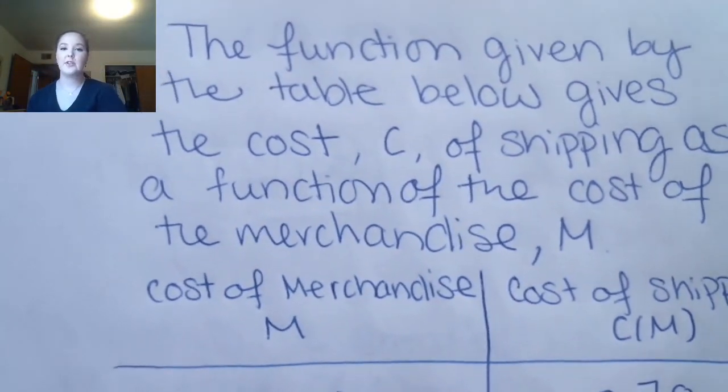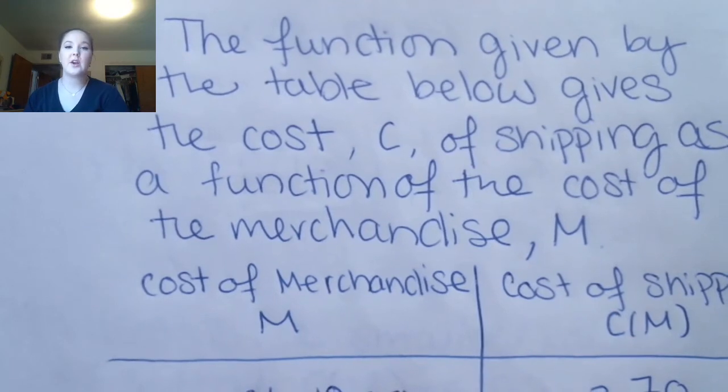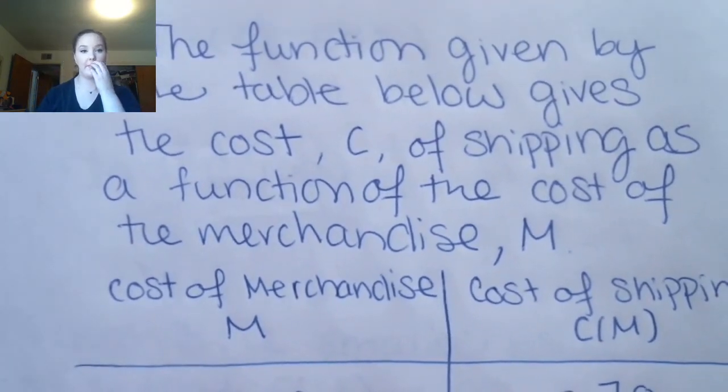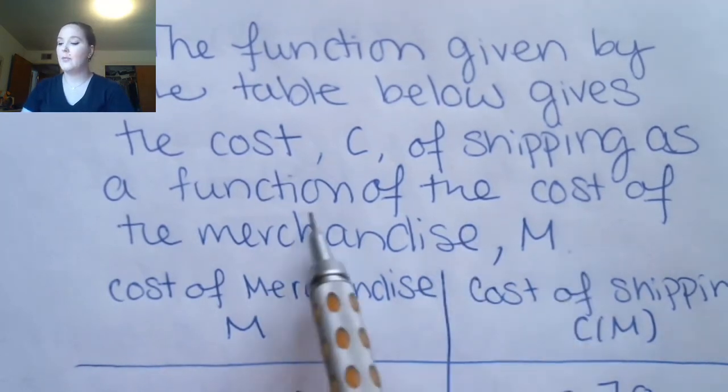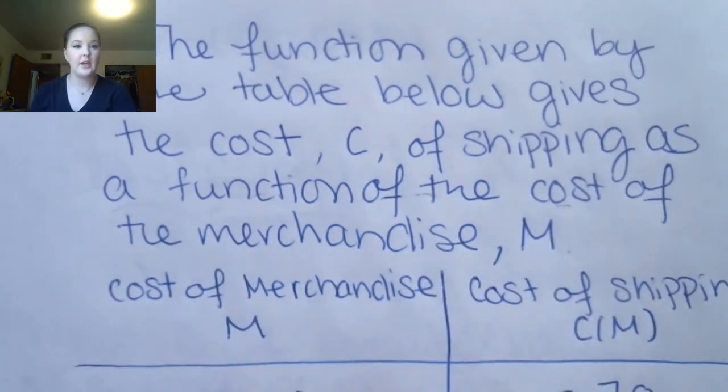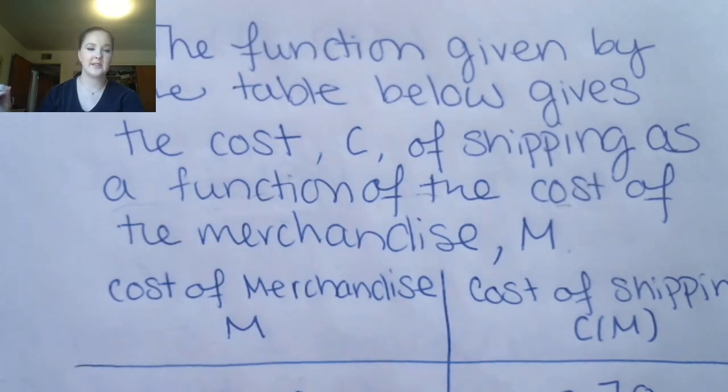Okay, the function given by the table below gives the cost C of shipping as a function of the cost of the merchandise M. Okay, now the first thing I want to point out is this language about as a function of the cost. Okay, so remember when we talked about writing an equation for something in terms of something else? Okay, this is exactly the same. We're just using function language now.